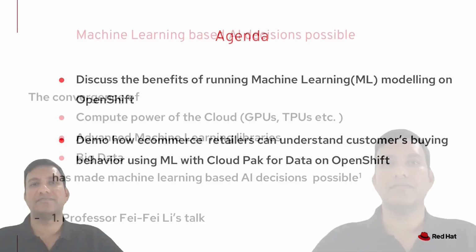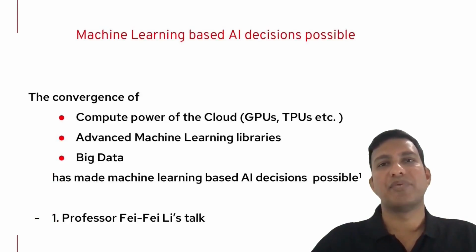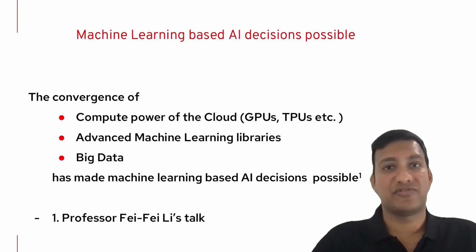on OpenShift. The convergence of compute power provided by the cloud, whether it is GPUs or TPUs, then the advancements made in machine learning libraries, and the access to big data have all made machine learning based AI decisions a reality as of today itself.